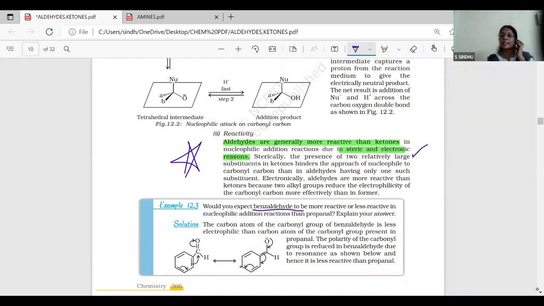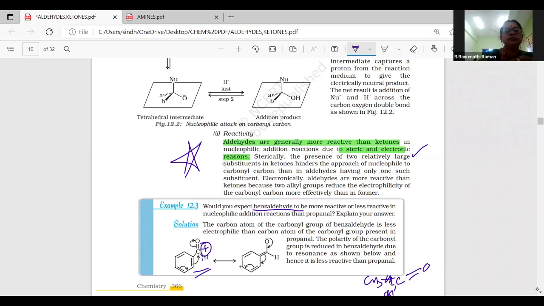Benzaldehyde is more or less reactive? Because of the resonance, the electron releasing effect of the benzene ring, the positive charge on the benzaldehyde carbon is reduced. So it is less of an electrophilic center, and reactivity is less compared to propanal, where we have CH3, CH2, CHO. This is a plus I group, but here electron releasing is more. That's the reason.